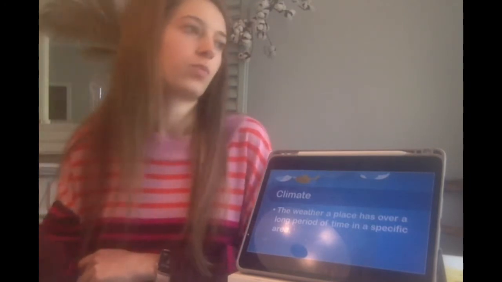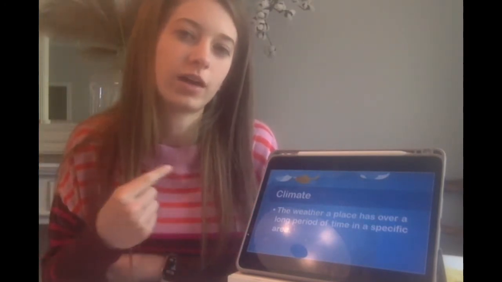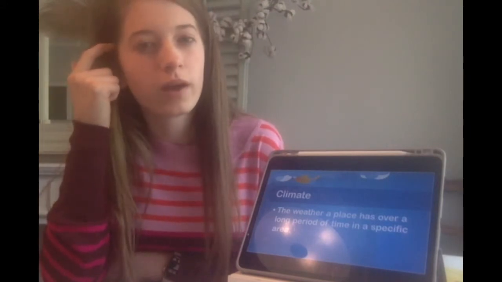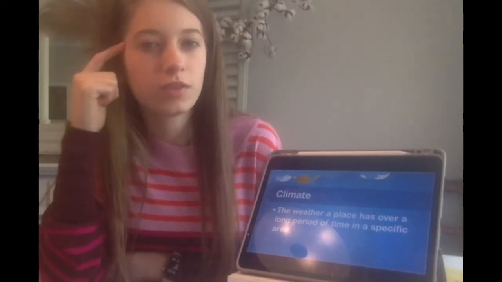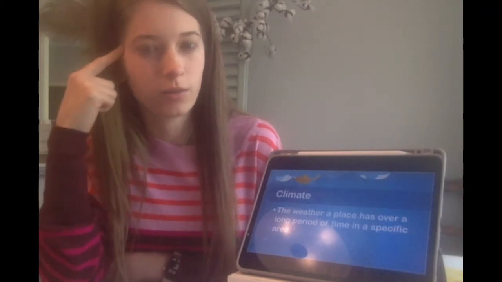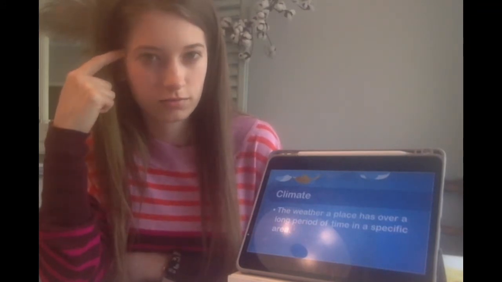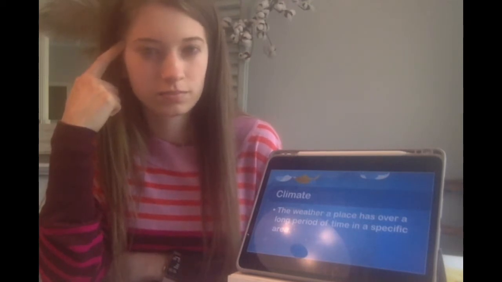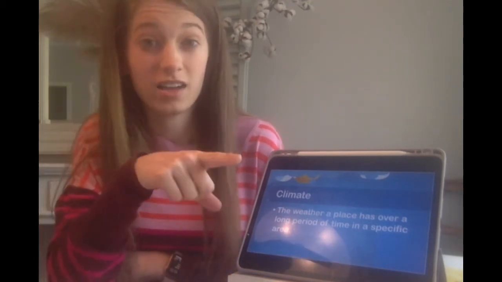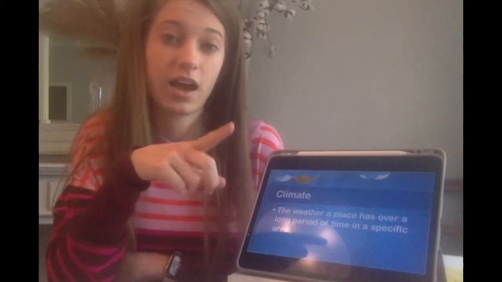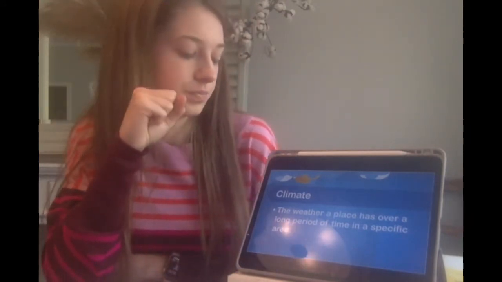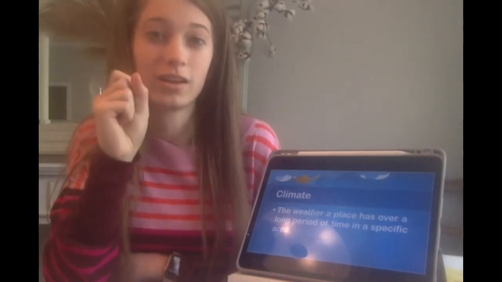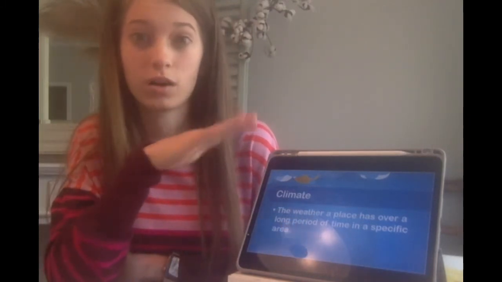So now that we know the definition of climate, I want you to think really hard about where we live and what you think the climate is where we live. Can anybody think of what the climate might be? Yeah, hot. I think it's really hot. Oh, humid. Good job. I think it is really humid almost all year long.